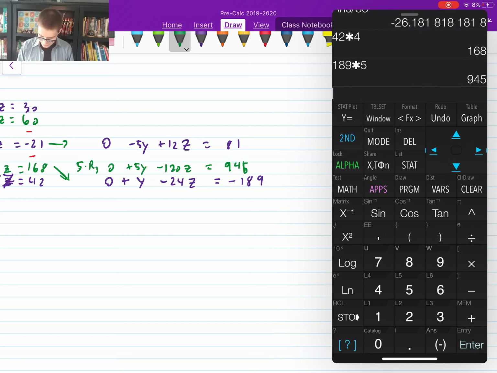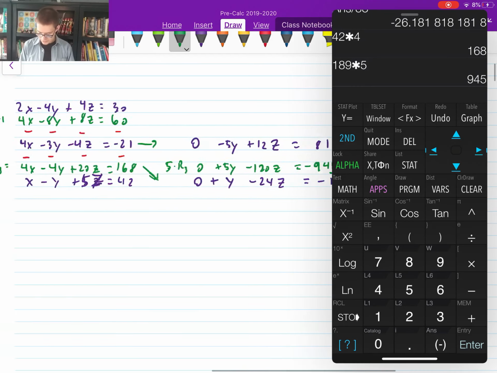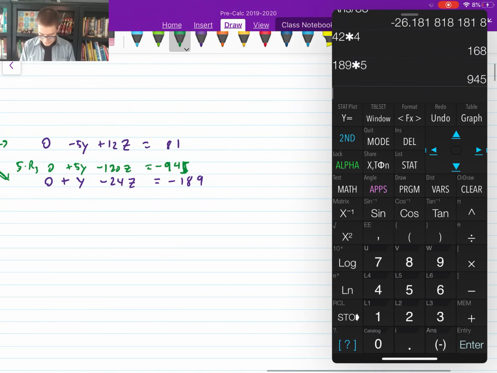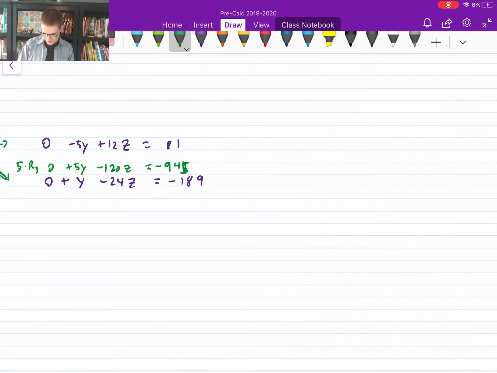945. Negative 945. Don't want to forget that negative. Negative 945. All right, cool. Now, I'm going to add the negative 5y to the plus 5y. I'll add these two together. I guess I'll make the arrow where the plus sign is instead of in between, so that might be less confusing, I suppose.